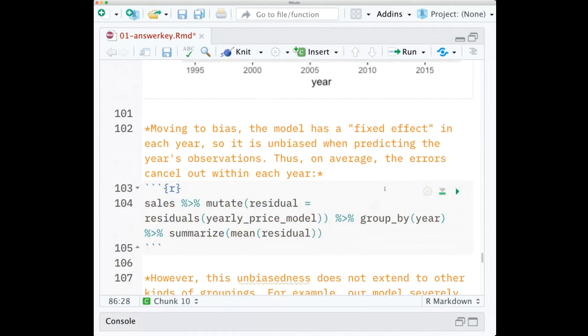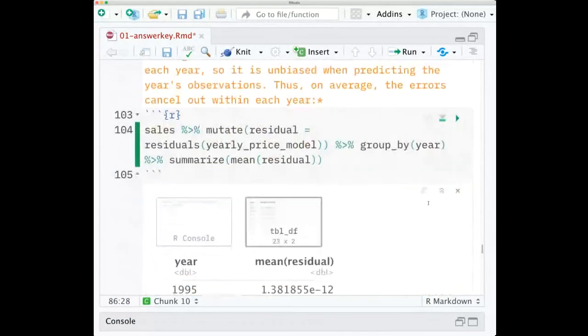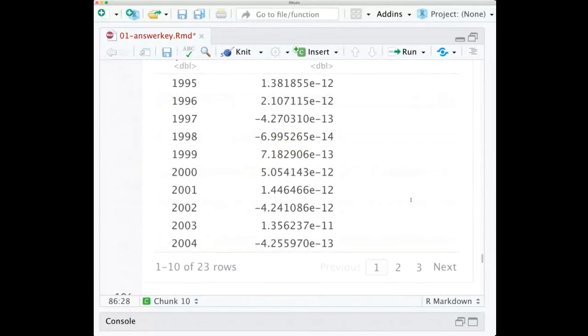But moving to bias, this usually comes from analyzing the data according to some group. So in this case, I've just chosen to group it by year. And you can see that in a fixed effect model, if you group by year, you still get unbiased predictions.